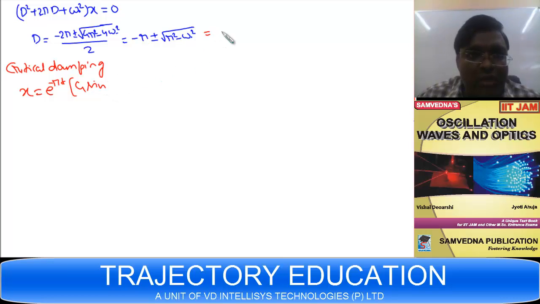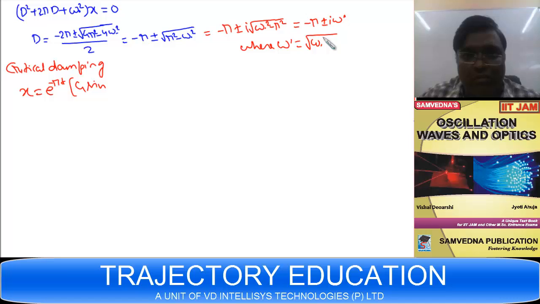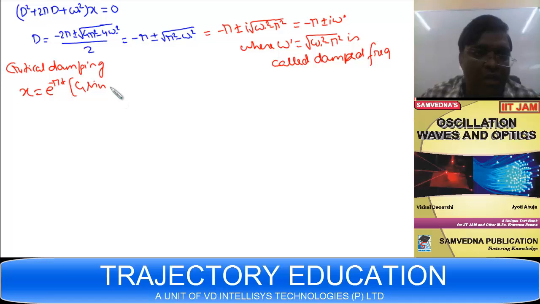Let's write this in this case as plus minus i. So this will be minus R, omega dash, where omega dash is called the damped frequency. We call it damped frequency.